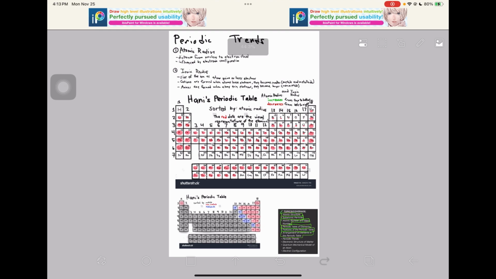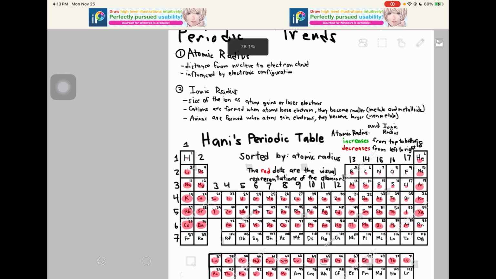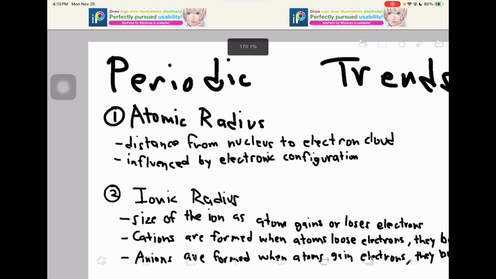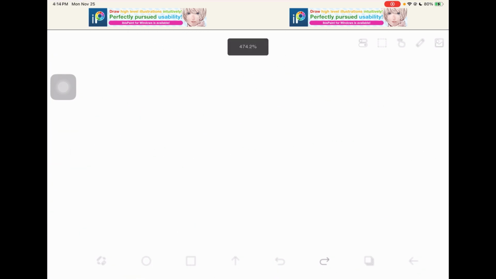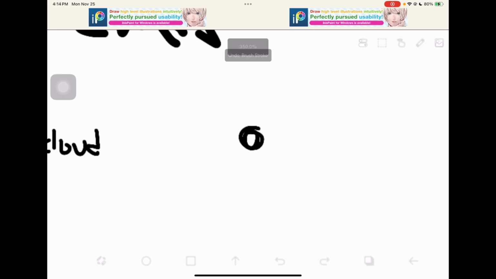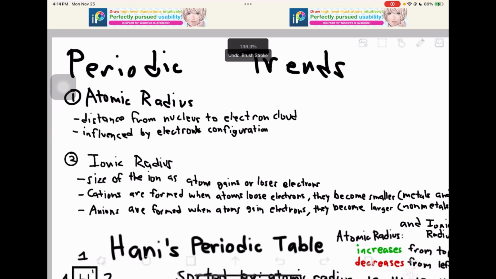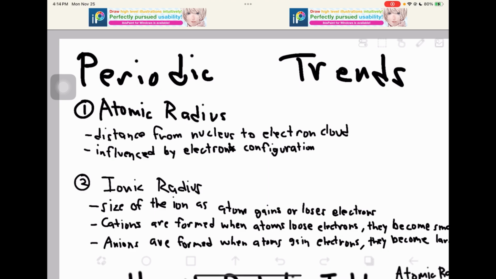Alright, our next topic will be about periodic trends. I'm gonna do 2 at once because they're not the same term, but they basically follow the same trend on the periodic table. First is the atomic radius. This is just the distance from the nucleus to the electron cloud, and it is influenced by the electron configuration. Sorry about that. So basically it can be like nucleus, and then this is the electron cloud, or it could be much closer than that, like this. So that's it for the atomic radius, and that's its definition.